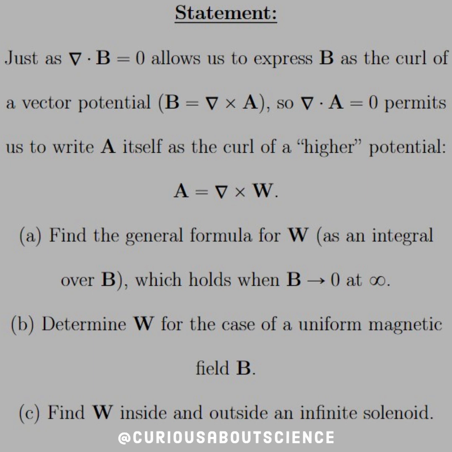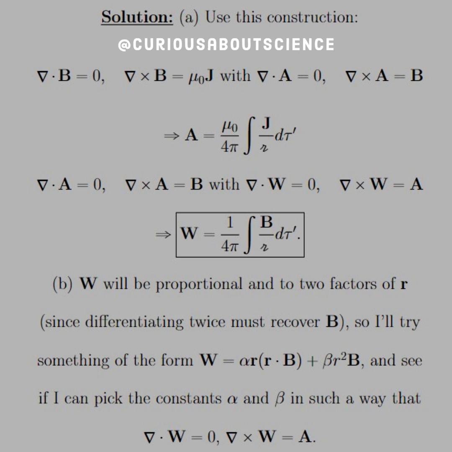Okay, and if this pattern continues, we will find ourselves in an infinite loop of vector potential to curl, vector potential to curl. So part A wants us to find the general formula for W as an integral over B, which holds when B goes to 0 at infinity. Part B, determine W for the case of the uniform magnetic field B. C, find W inside and outside an infinite solenoid. All right, let's tackle it.